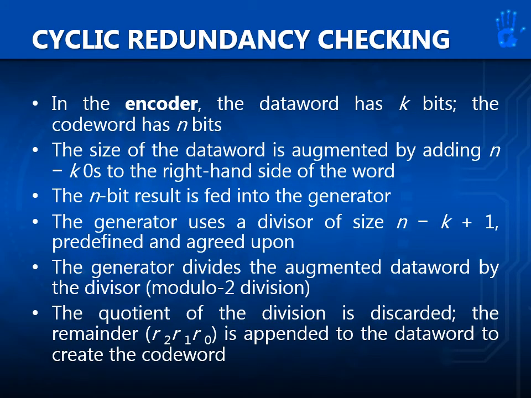In the encoder, the data word has k bits. The code word has n bits. The size of the data word is augmented by adding n minus k zeros to the right-hand side of the word. The n-bit result is fed into the generator. The generator uses a divisor of size n minus k plus 1, predefined and agreed upon. The generator divides the augmented data word by the divisor, modulo 2 division. The quotient of the division is discarded. The remainder r sub 2, r sub 1, and r sub 0 is appended to the data word to create the code word.